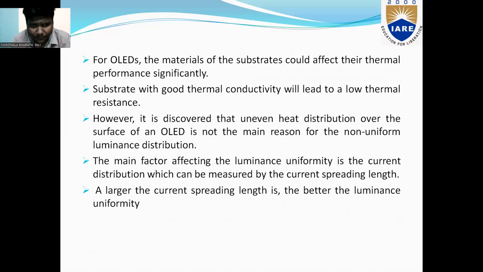However, it is discovered that an uneven heat distribution over the surface of an OLED is not the main reason for non-uniform luminosity distribution. The main factor affecting the luminance uniformity is current distribution, which can be measured by current spreading length. A larger current spreading length means better luminance uniformity.